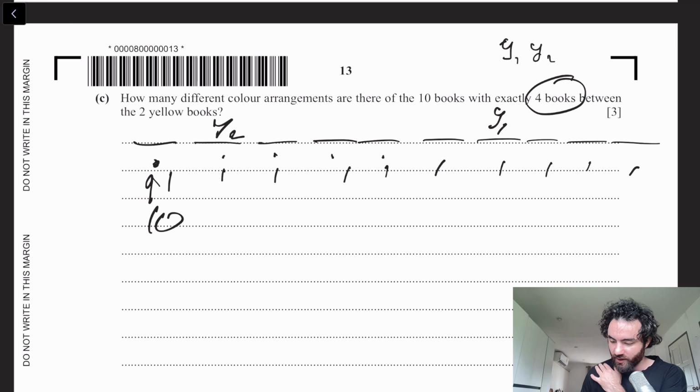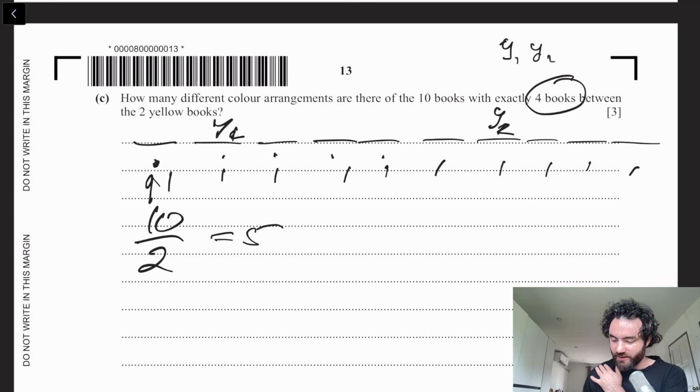So there are 10 ways I can put yellow 1 and yellow 2, these 2 yellow, with 1, 2, 3, 4 between them. There's 10 options for me to put those 2 objects where there's exactly 4 between them. But again, we have to divide by 2, because it wouldn't matter if I put yellow 2 there and yellow 1 there, because we're overcounting, so in this case 5. So the ways that I can place yellow 1 and yellow 2 into these 10 slots where there's exactly 4 books between them is 5 ways.